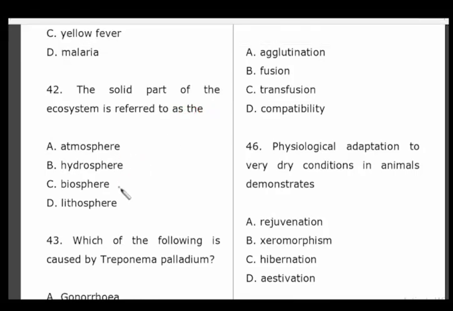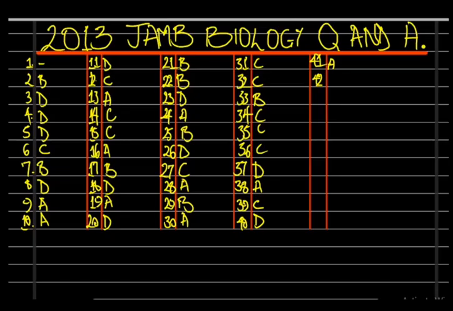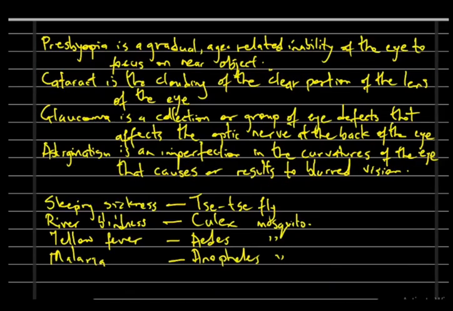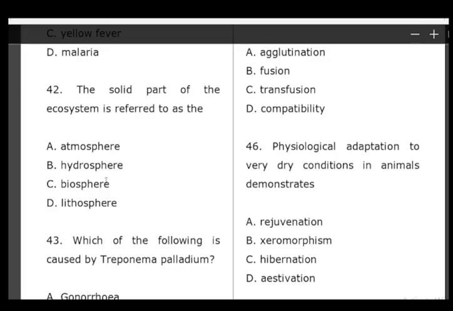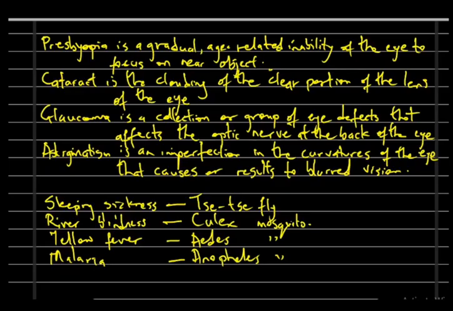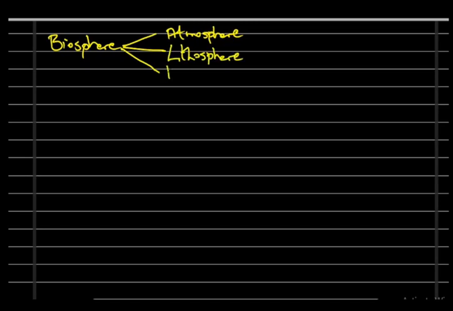A. Atmosphere, B. Hydrosphere, C. Biosphere, and D. Lithosphere. When we look at this, we are going back to the ecosystem, so let us quickly look at them. When we talk about the atmosphere, hydrosphere, biosphere, and lithosphere, I will start by explaining the biosphere, because from the biosphere I can bring out the others: the atmosphere, the lithosphere, and the hydrosphere.